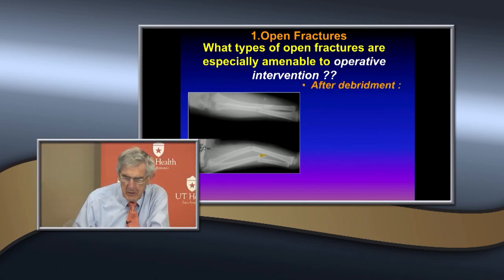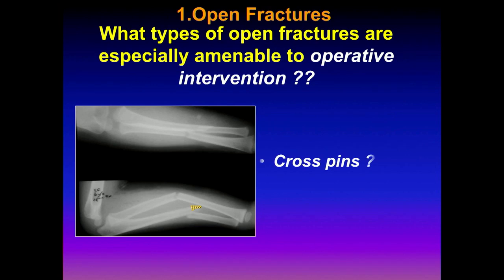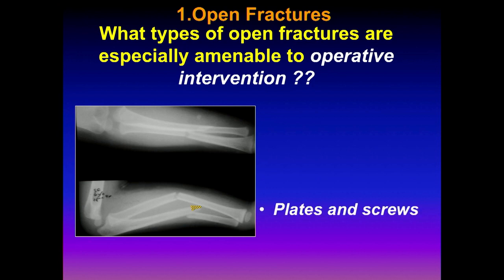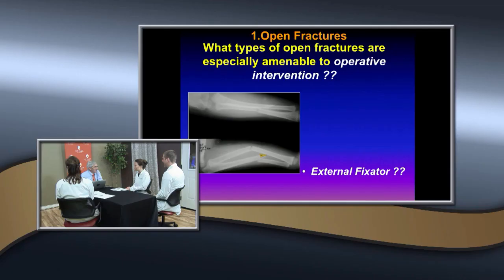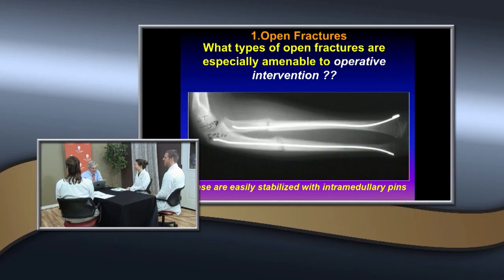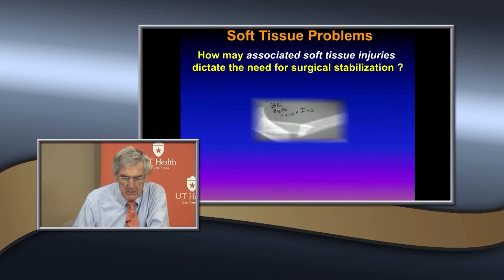So you got contamination, you debride it. So, cross pins. Years ago we did that. Intramedullary pins, plates and screws, or an external fixator. I'd probably go with the intramedullary nails. That's right. Yeah, that's an easy way to stabilize it, intramedullary nails.